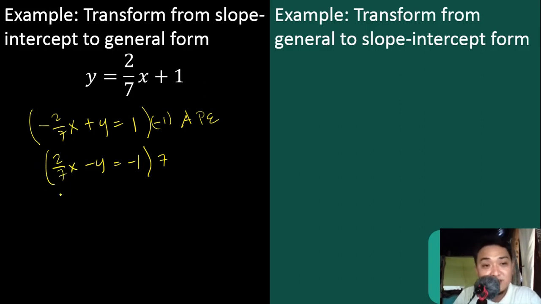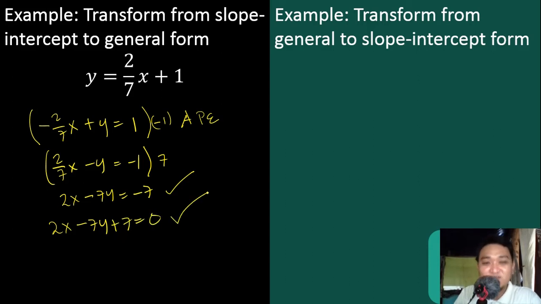So that is the same as 2x. Now, negative y times 7 is negative 7y. And negative 1 times 7 is negative 7. So ito okay na to. Naka-general form na yan. Kung ibabase uli natin sa ibang books, that is also the same as 2x minus 7y plus 7 is equivalent to 0. Ayan. So pareho silang tama, pareho lang pong tama.